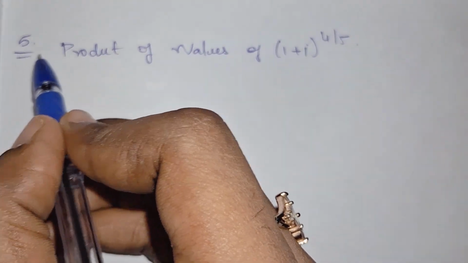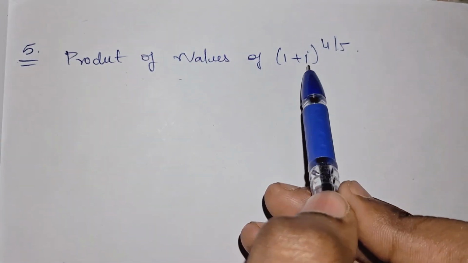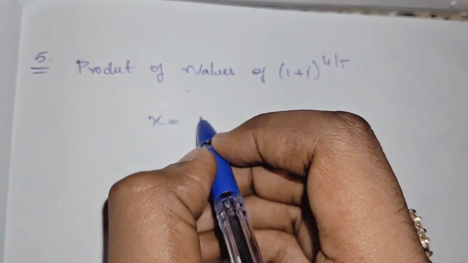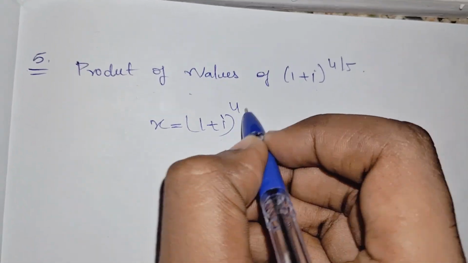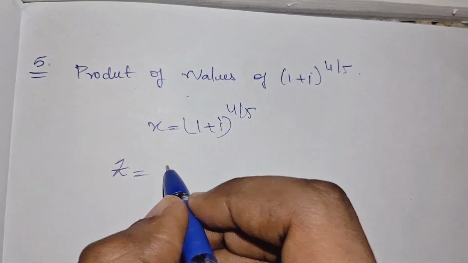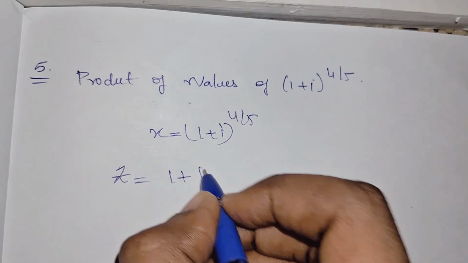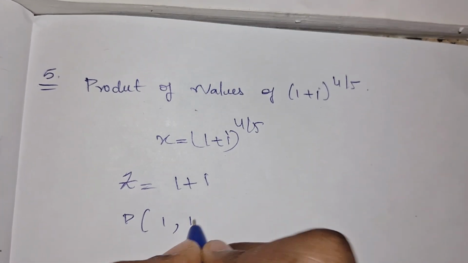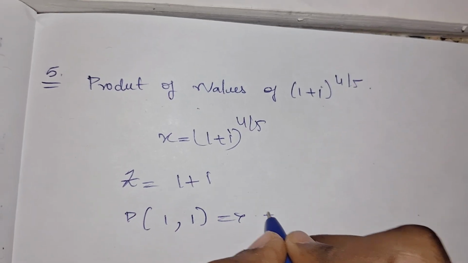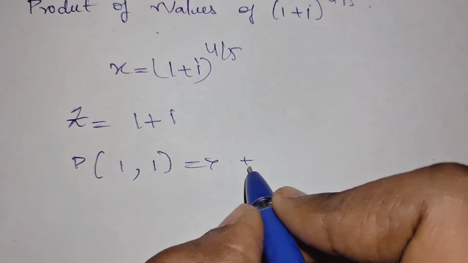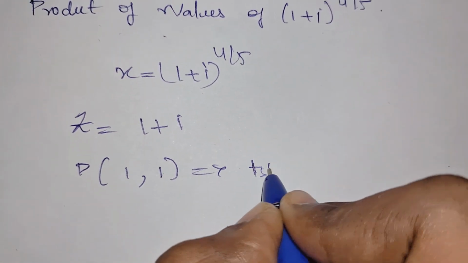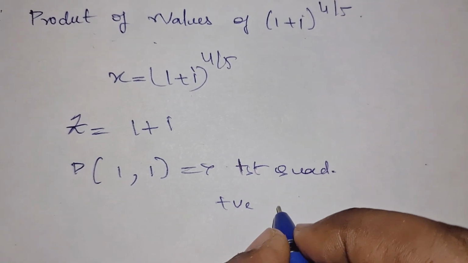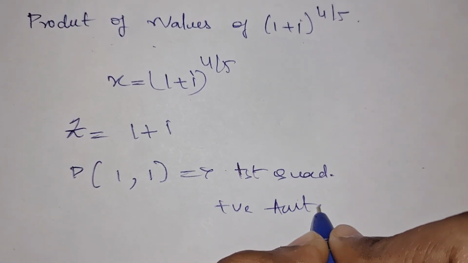In the fifth question, we have to find the product of the values of (1 plus i) to the power 4 by 5. For this, let x be (1 plus i) to the power 4 by 5. Therefore z will be equal to 1 plus i. From this, the point P is (1, 1), which lies in the first quadrant. Therefore the angle made here is a positive acute angle.